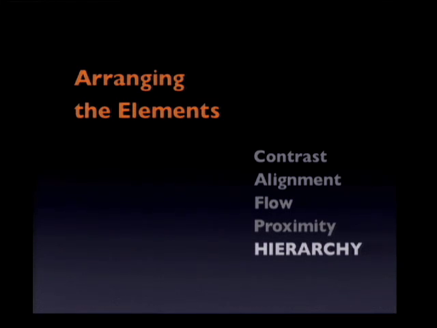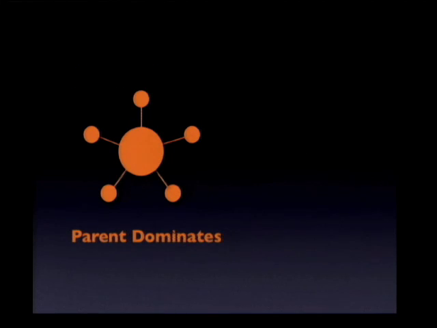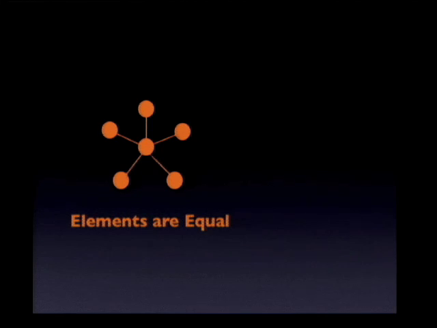Every element in a hierarchy is the child of the element above it or the parent of the one below it. And so we can look at some of these things. Here the parent dominates. So you bring a powerful central image in and you can arrange the other elements around it. Here's an example of where all the elements are equal.